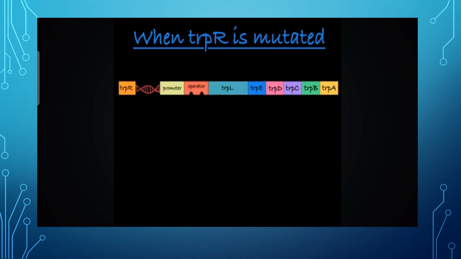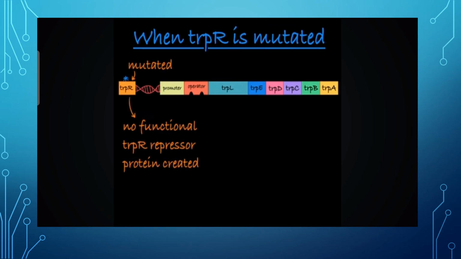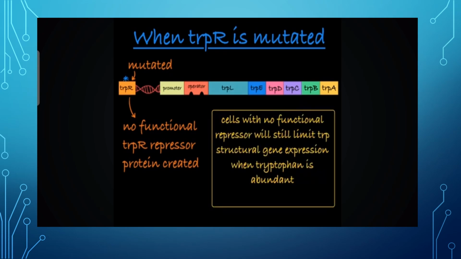Here's the kicker. When trpR is mutated and the cell is not making a functional repressor, you'd expect these structural genes to constantly be expressed, but that is not the case. Cells with no trp repressor will still limit transcription of these structural genes when there is an abundance of tryptophan. This indicates that there is another mechanism at work to help limit tryptophan production.